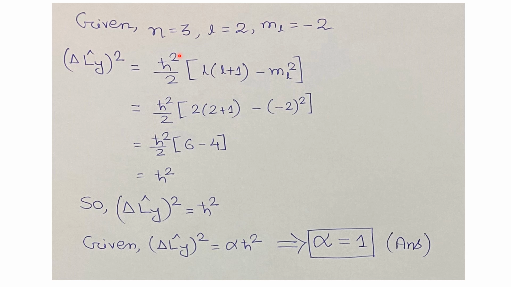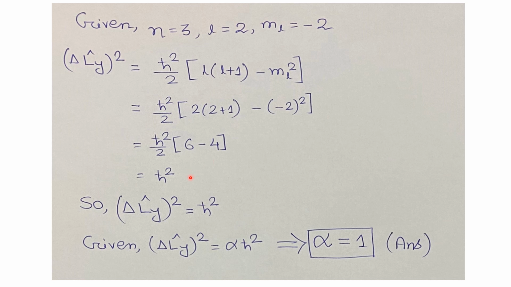Now it is given in the question n equals 3, L equals 2 and ml equals minus 2. So we need these values L and ml. We'll put this in this equation. So we'll get (ΔLy)² equals ħ²/2 times [2(2+1) − 2²]. So it will give ħ²/2 times (6 − 4), and we'll essentially get ħ².